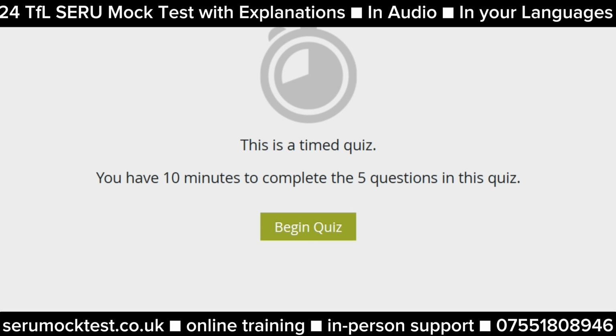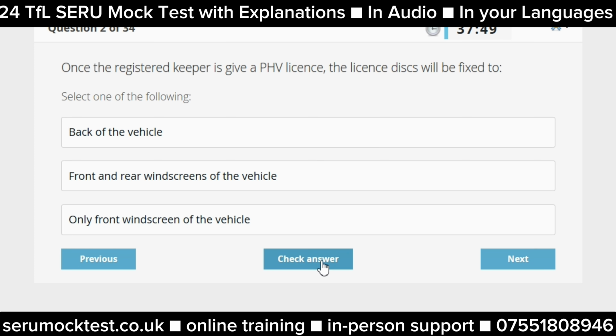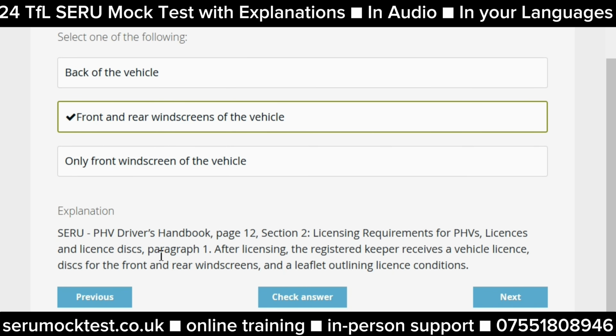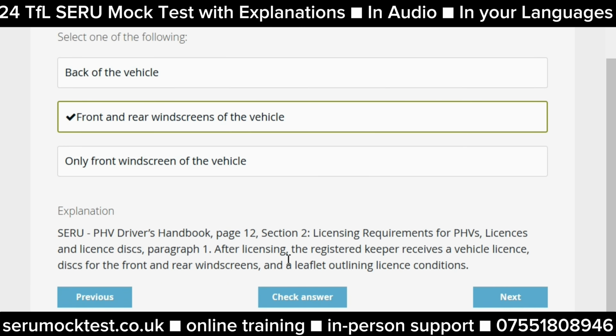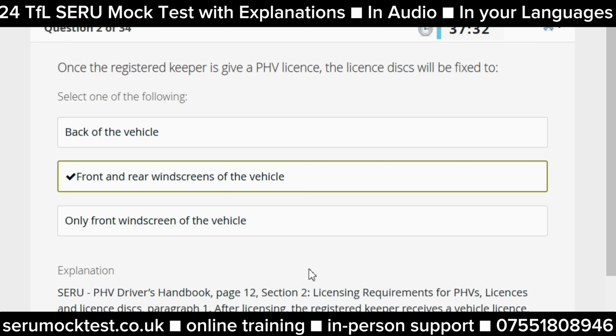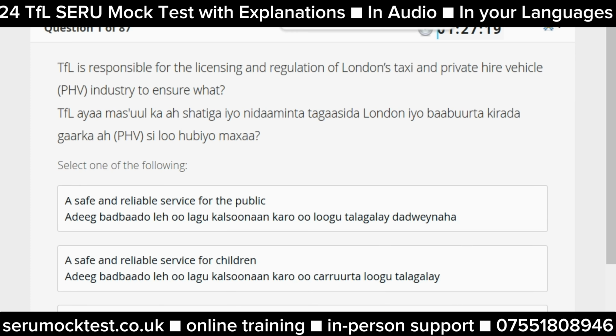So this grammar course, you can have a look. This is a very useful course for those who struggle with grammar. And also, we now have all our multiple choice questions coming with an explanation, as you can see. And it does refer back to the SERU handbook page, and there's an explanation related to the answer. So all the questions are like that now, and our question bank has grown from about 500 to now 800. And also we have developed a mock test in your languages as well.